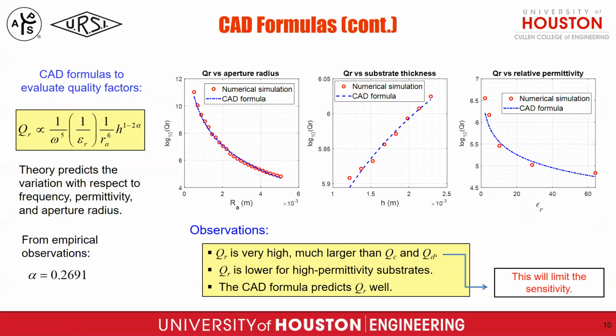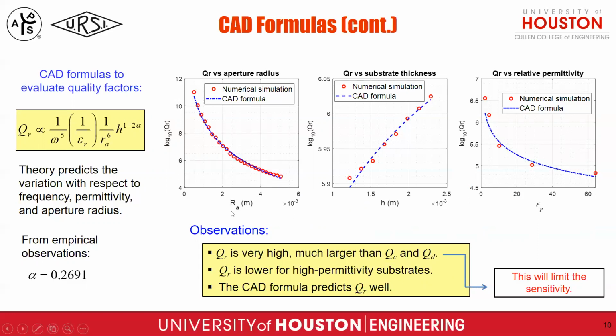Because the sensor has a circular aperture, we need to consider the radiation loss. Here, the radiation Q is a function of frequency, permittivity, aperture size, and also the thickness. We assume the frequency is fixed, so we only show the dependence on the aperture size, the thickness, and also the permittivity. These three plots show a good agreement between the CAD formula and the numerical simulation.